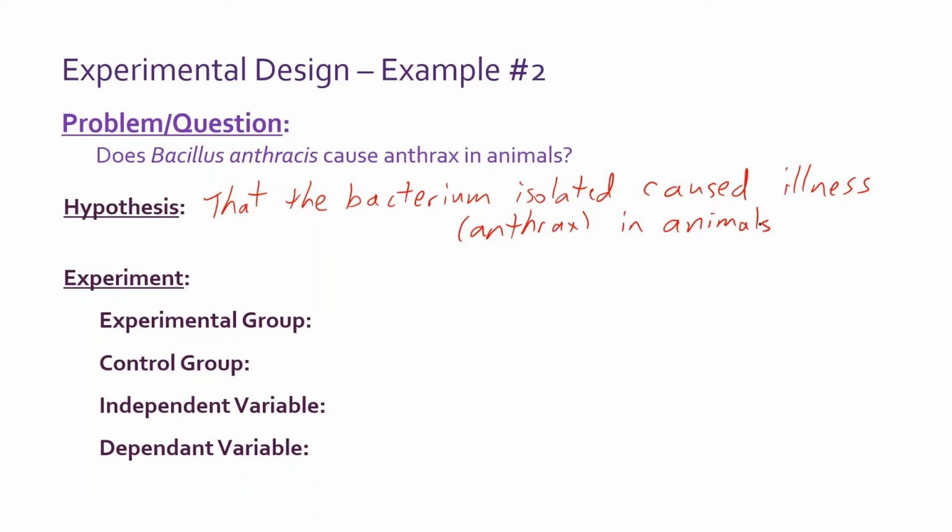So the next question is, what was the experimental group? The experimental group was mice. I don't know exactly how many mice he tested, but he had a whole bunch of them. And the control group were more mice. These were mice that were not exposed to the bacteria. So maybe I'll put for the experimental group, mice exposed to the bacterium.